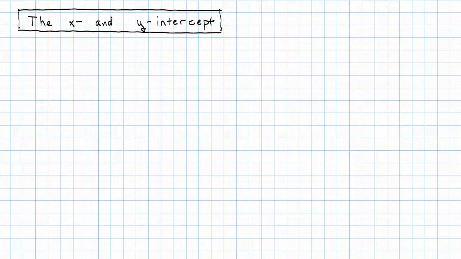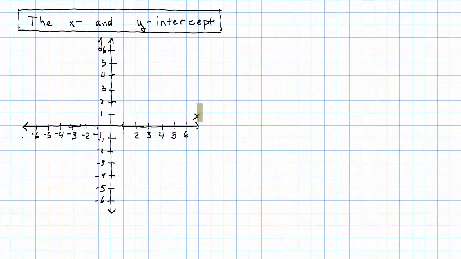to continue our discussion of graphs by talking about some special points on any graph. And these special points are called the x and y-intercepts. What do these terms refer to? Well, recall, when we draw a graph, we have our x-axis here and our y-axis here. When we draw a line, that line crosses each of these axes at some point.